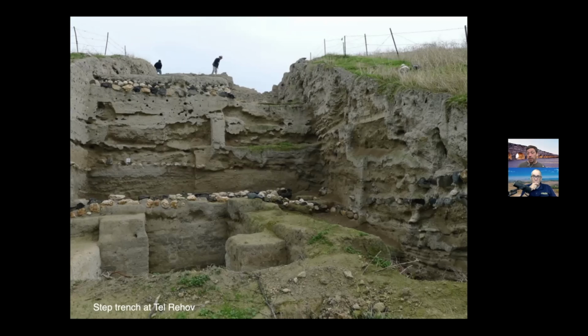So it depends on the type of question you're interested in. Do I want to get a snapshot of the full history of my site, or do I want to focus on one specific period? And it comes down to the questions you're interested in. So these step trenches give us a good way to get such a snapshot. So you don't get a full picture of any individual time period, but you do get a sequence of what the site looked like at different times, as opposed to opening up a giant square.